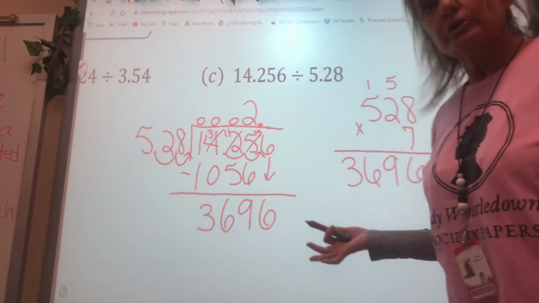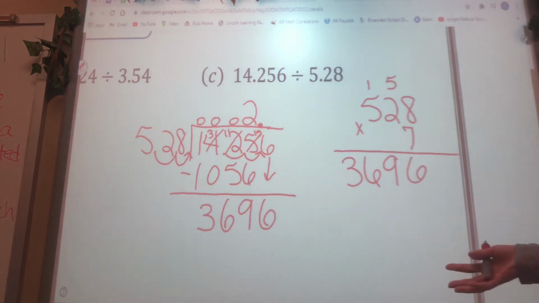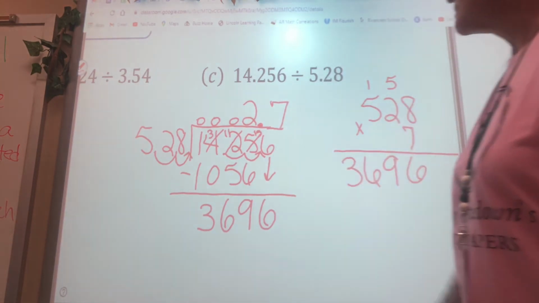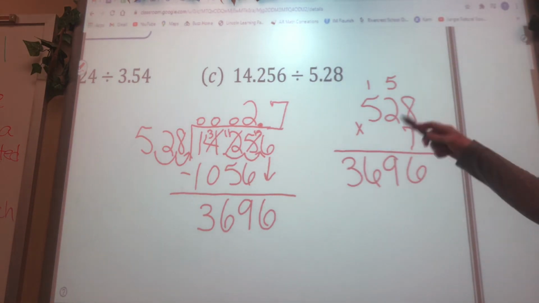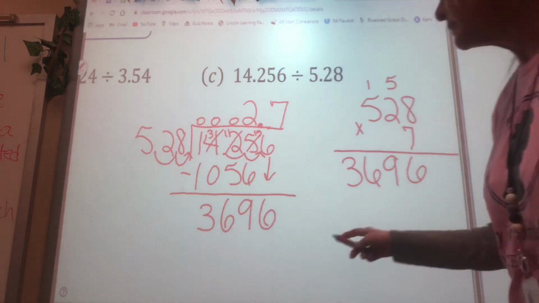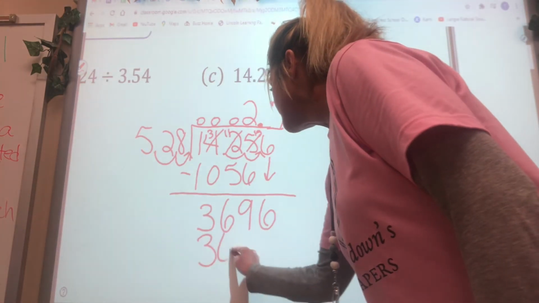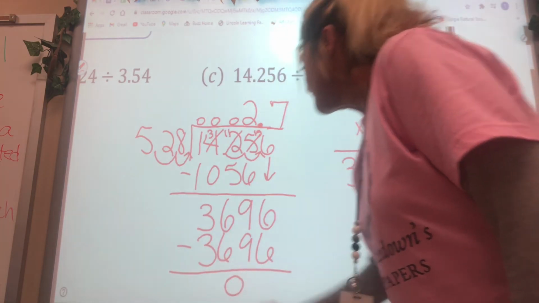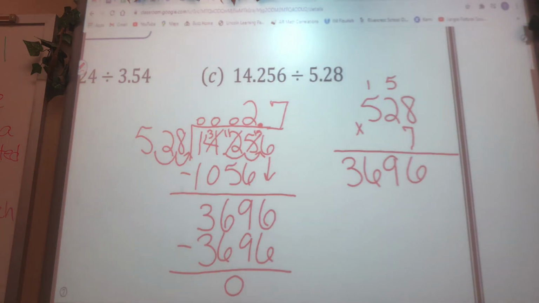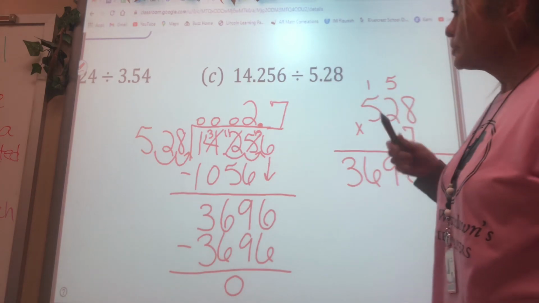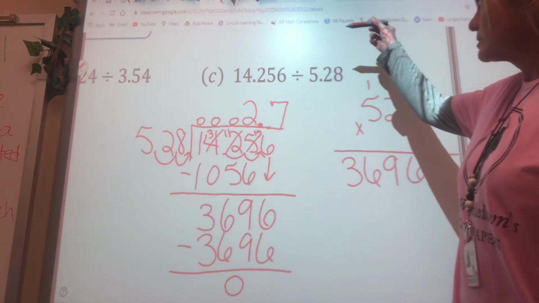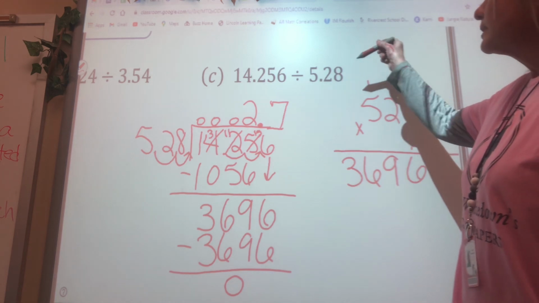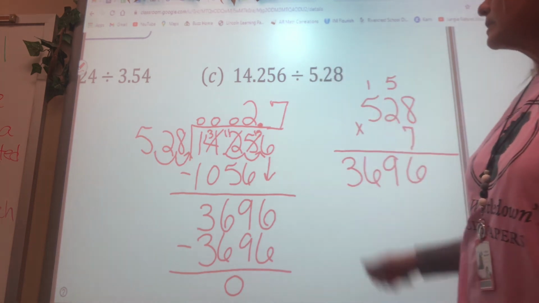And look, we only had to try one time. It got us close enough that we were dead on. So 7 times. We don't have to do the math again because we've already done it to the side. So 36, 96, we subtract, and I get a 0 remainder. So 14 and 256 thousandths divided by 5 and 28 hundredths is 2 and 7/10.